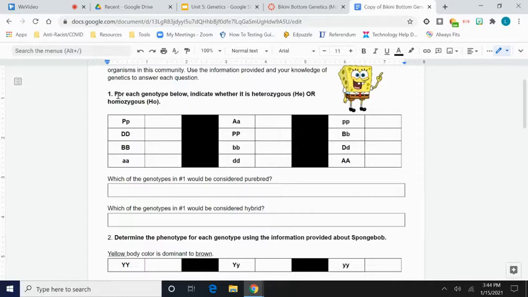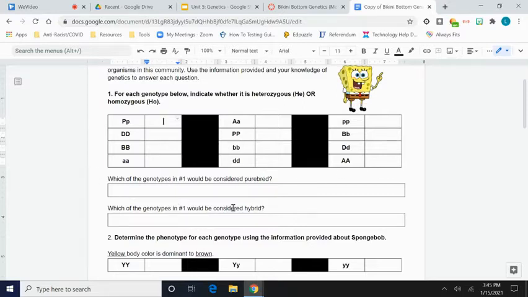So for number 1, you're going to look at all of these genotypes. For each genotype below, indicate whether it is heterozygous or homozygous. So you're going to look at these and knowing what each of those words mean. If you still need a little help, I have notes on Canvas and I talk about them in my other videos. But for each genotype, you're going to put homozygous or heterozygous. You can either put hetero or homo too. Doesn't matter as long as you're very clear as to which one you are talking about. So you're going to do that for all of these.